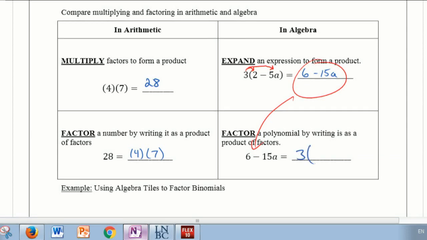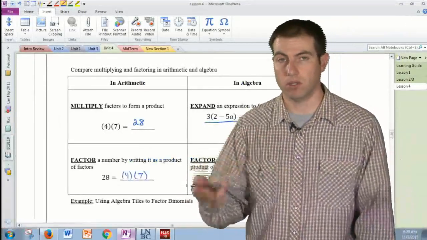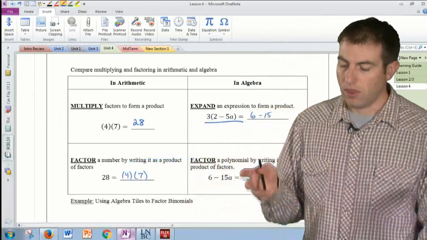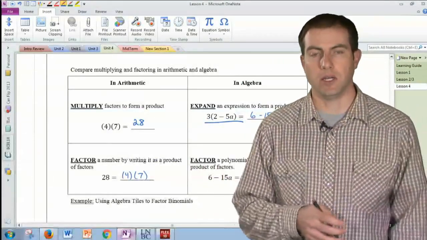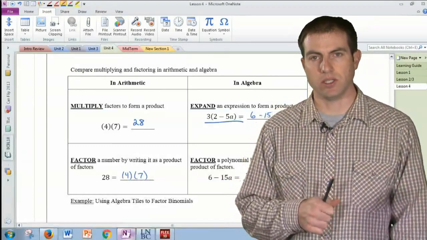If I have a 3 on the outside, 2 minus 5a, basically both terms here, the 6 and the 15, contain a 3. And if I pull the 3 out of each of those, I'm left with 3 times 2 minus 5a, which is what I originally started with up at the top here. So factoring is the opposite of multiplication. This is kind of where the factoring idea gets a little bit tricky. So we'll look at a couple different ways to do it.